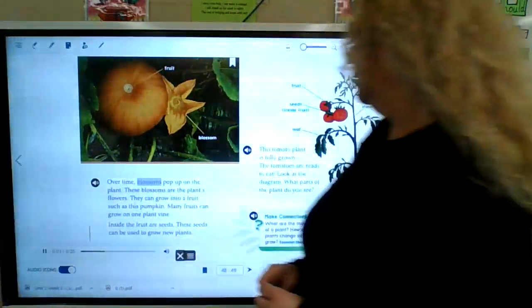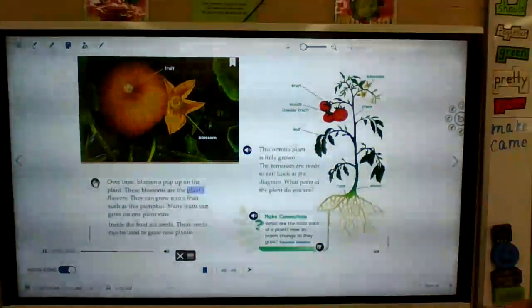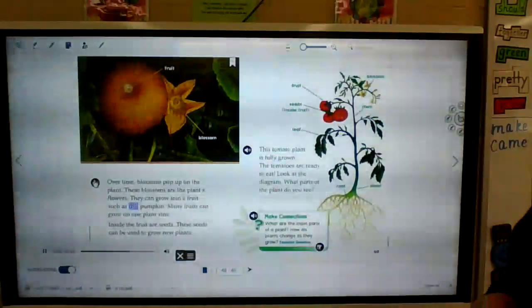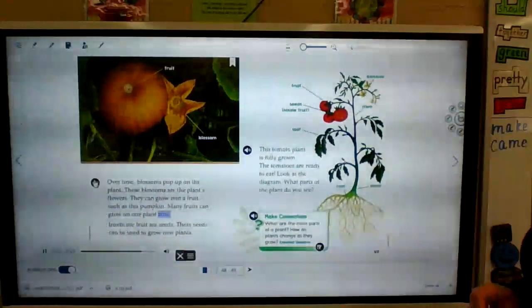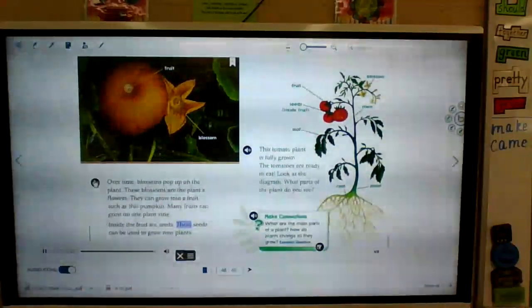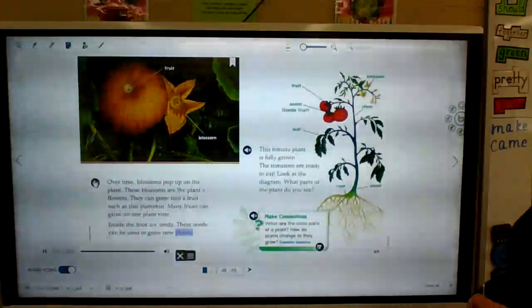Over time, blossoms pop up on the plant. These blossoms are the plant's flowers. They can grow into a fruit such as this pumpkin. Many fruits can grow on one plant vine. Inside the fruit are seeds. These seeds can be used to grow new plants.